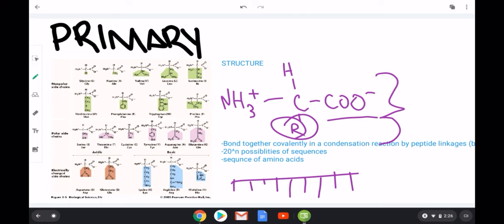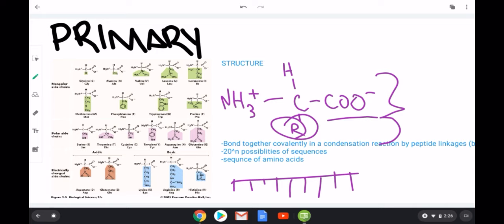And then for an amino acid sequence, which is the primary structure, you have 20 to the n possibilities because there's just so many different amino acids and you can form them in so many different ways. So your protein primary structure can be huge because there's no folding and it can be super long and make whatever it wants to be. So again, it's just a sequence of amino acids.